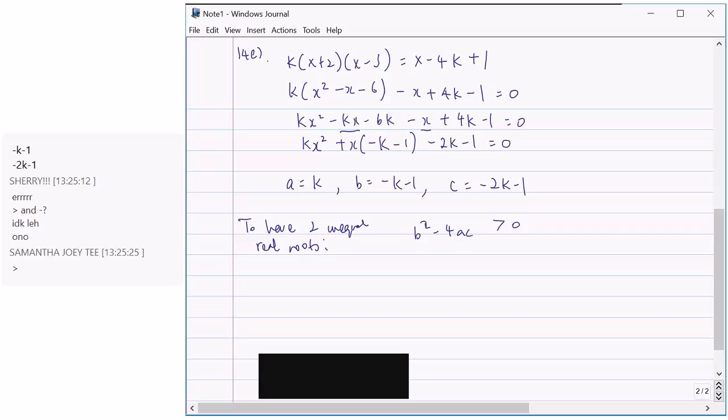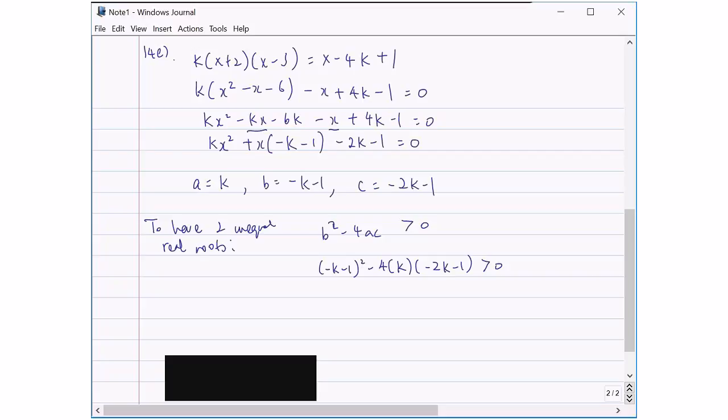Please remember the three rules. Please remember by heart, okay? So B squared minus 4AC must be bigger than 0. So I put the B in. I put the A. I put the C. By now you all should be very familiar with how the discriminant tells you things, or how things tell you what the discriminant should be. Sherry, okay now?